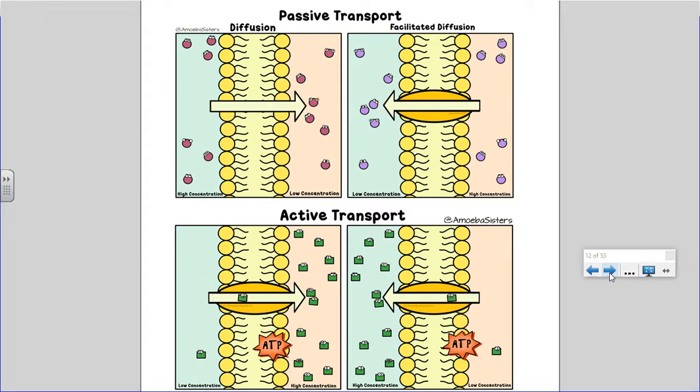We have two types of transport across our cells. There is passive transport and active. Passive transport is going to be when we move things from high concentration to low. So in other words, where there's a lot of stuff to where there's less. Think about it as just how things move normally. Active transport is going to require ATP to push things against the concentration gradient.